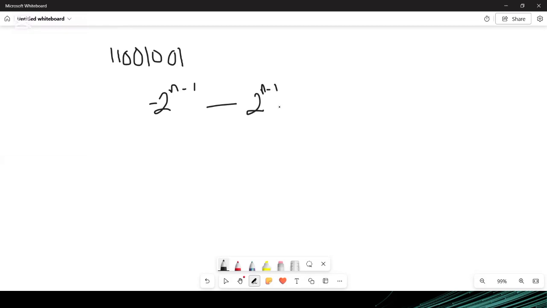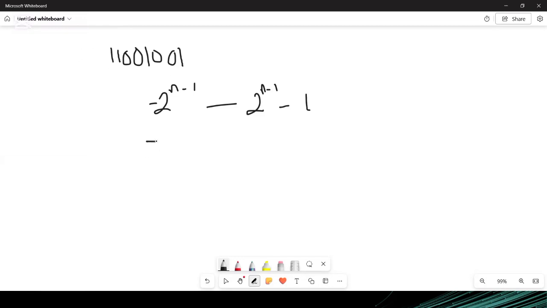Okay, let's go for an 8-bit integer: 1, 2, 3, 4, 5, 6, 7, 8. So if you want to calculate the range, the range is minus 2 raised to the power n minus 1 to 2 raised to the power n minus 1 minus 1. So let's do the calculation now. N is what? 8, because we have 8 bits here.